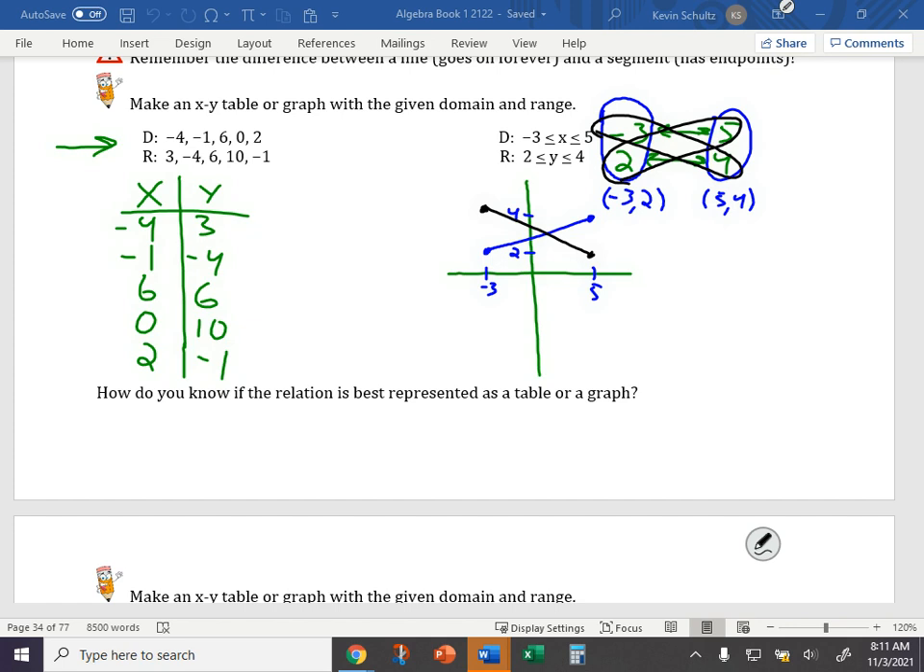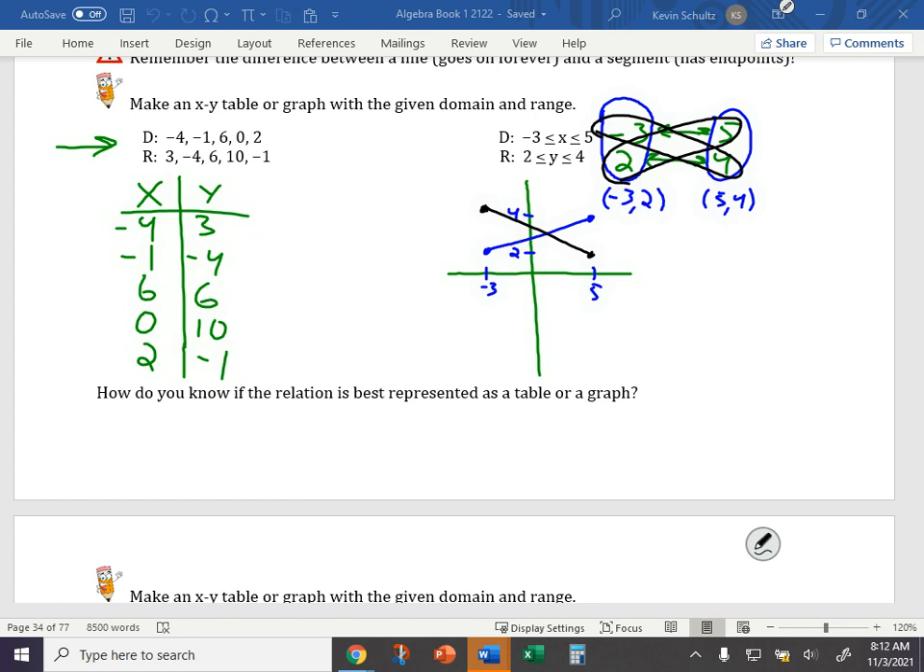Okay? And then this question here, we kind of already answered it. How do you know if the relation is best represented as a table or a graph? Max? If it tells you the exact number. Right. If the domain and the range are listed, it's going to be a table. If the domain and the range are presented to you like in between something, it's got its beginning and an end, it's going to be a graph.